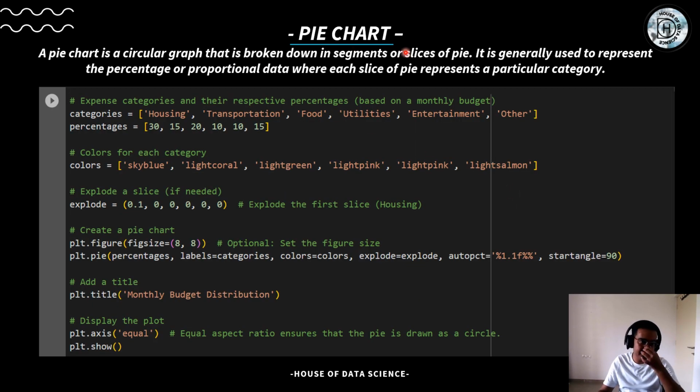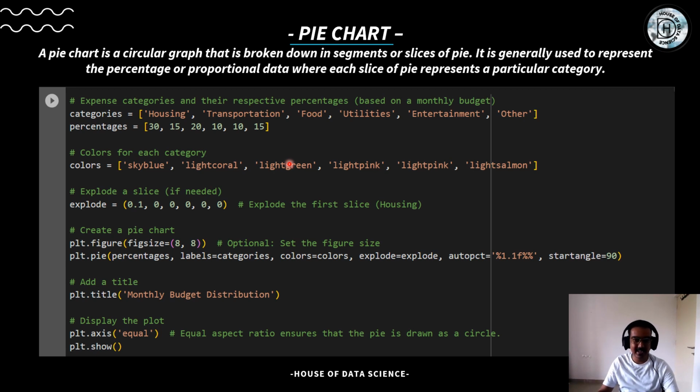Pie chart is the next thing which we'll cover. So pie chart is a circular graph which is broken into slices of pie. It is generally used to represent the percentage or proportion. So whenever you need to represent a proportion or percentage, pie chart is the go-to graph, right? So this is always to remember. And we saw a pie chart is a simple diagram like pieces of a pizza which you eat.